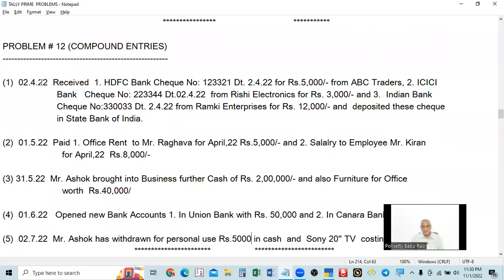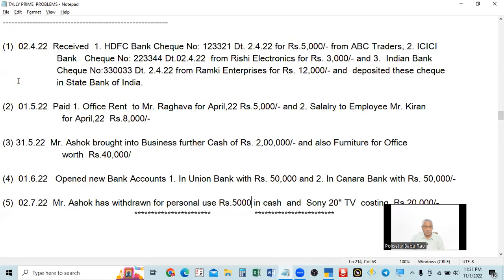So receipts and payments we can enter in the general double entry mode or single entry mode. But in the case of contra entry, when you are withdrawing money, we can write contra entry, compound entry. When you are depositing into bank, more than one bank, then you cannot enter in the single entry mode. We have to enter in the double entry mode. And in the case of two different items, one is cash and asset, cash and goods, like this, withdrawal or brought into business, in that case, we have to enter in the journal voucher.